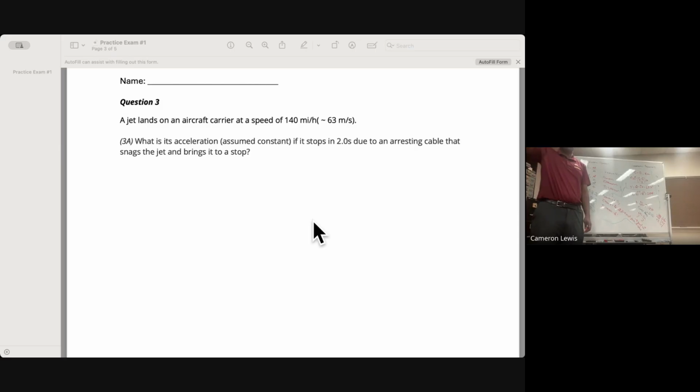But it's just the same concept. Now we use a third one, right? Because we have an acceleration, we have a time, and we have initial velocity.